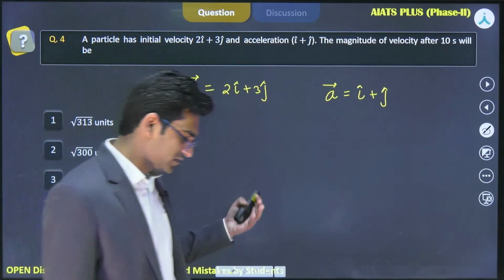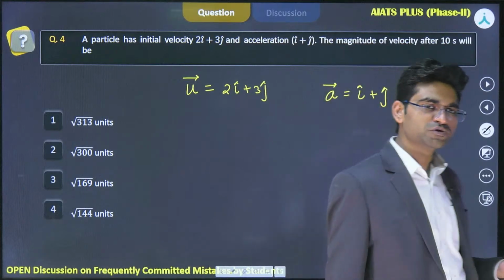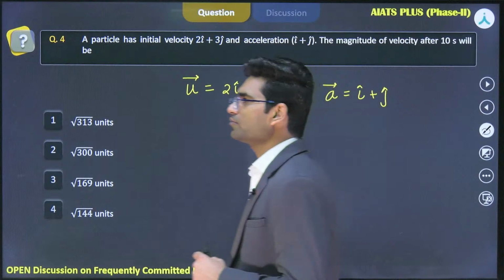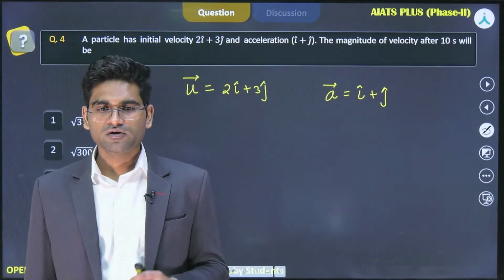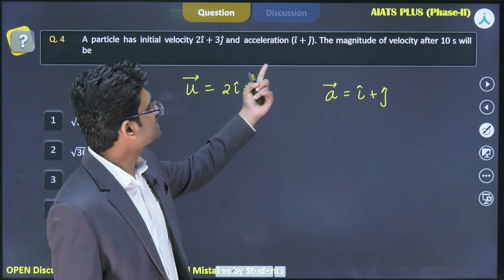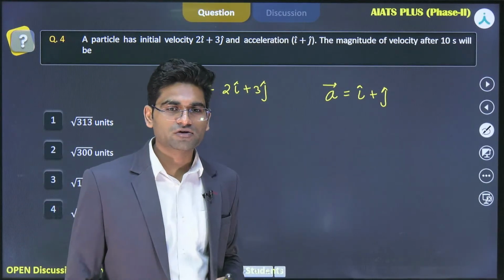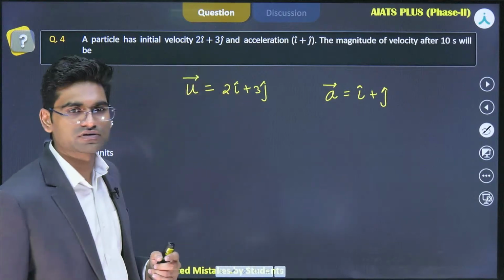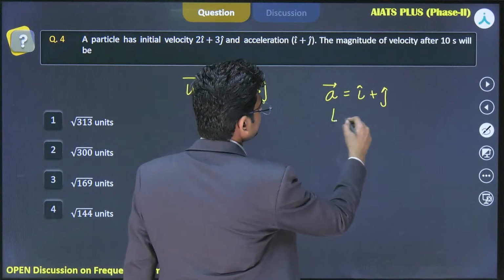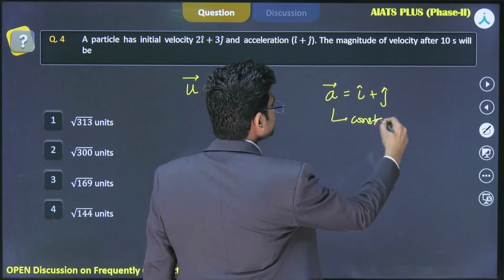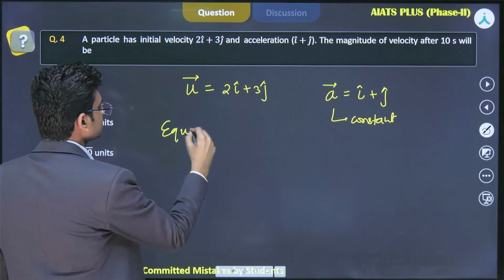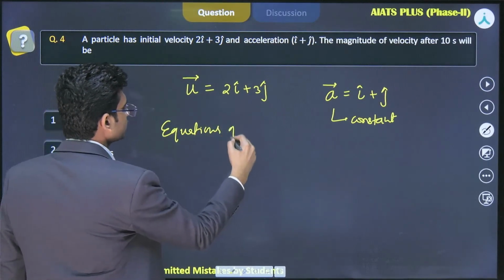First tell me, is this motion a uniform motion or a non-uniform motion? Obviously, it's a non-uniform motion because there is acceleration. Since there is acceleration, the motion cannot be uniform. This motion is non-uniform, but the acceleration is constant, and if the acceleration is constant, then I can use the equations of motion here. So what are the equations of motion?